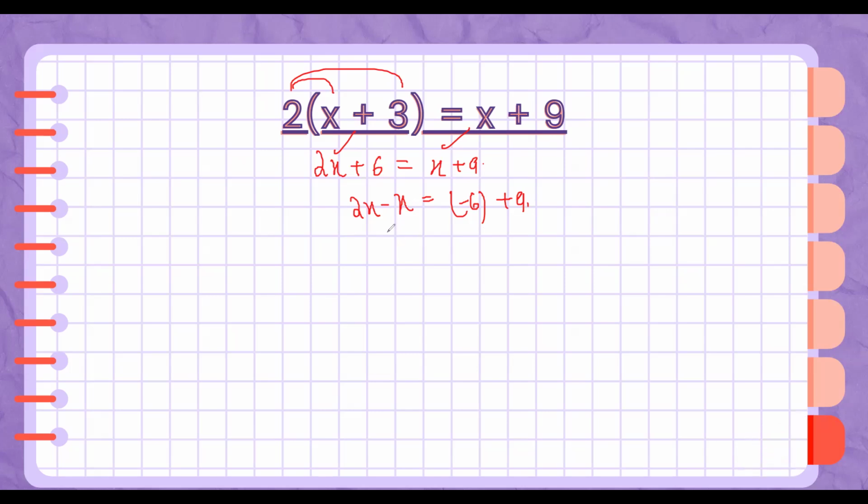And now let's solve the equation. 2x minus x is nothing but 1x, or x, is equal to minus 6 plus 9. What is minus 6 plus 9? Well, minus 6 plus 9 is 3. So x will give you 3. That was actually easy, right?